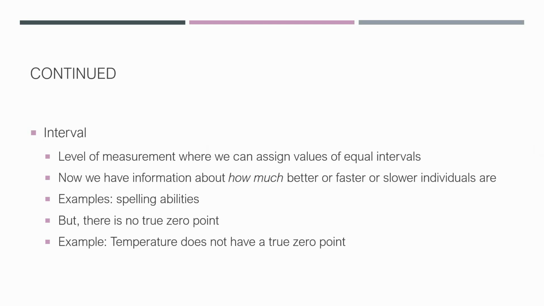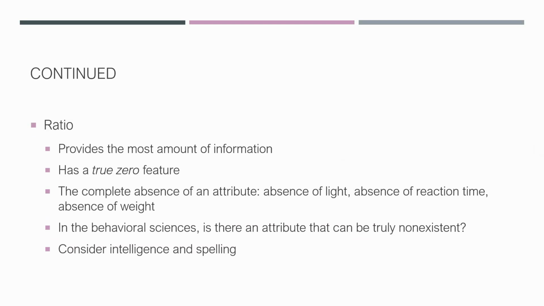So to be able to establish and gain information about true 0 points, we then get to the highest level of measurement, the ratio scale. Here, the ratio scale provides us with the most amount of information.